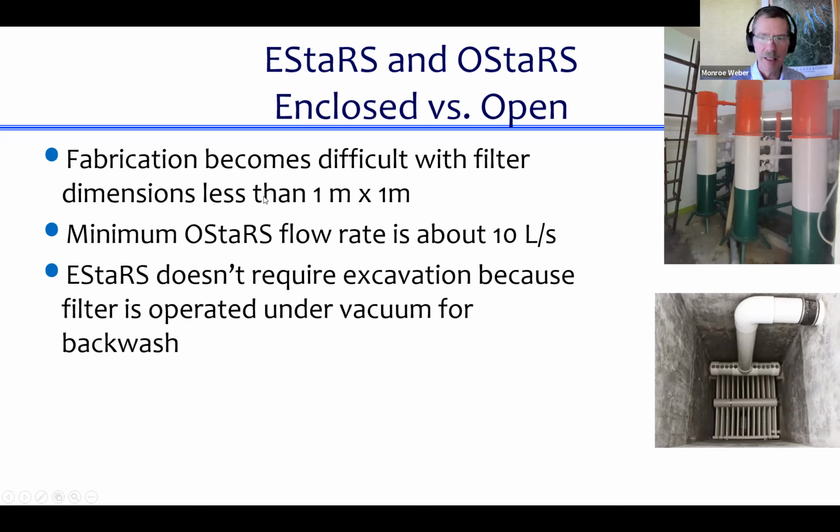In your assignment that you're working on, I forget what the minimum flow rate is that you came up with for your filter, but it's somewhere on the order of 10 liters per second. If you're trying to design a filter that's less than 10 liters per second, it ends up being too small for a human to comfortably work inside and build this tank. So that sets a minimum flow rate that we can use for open stacked rapid sand filters. And then below that, we have to switch to enclosed, built inside a pipe systems. And they have their own advantages.